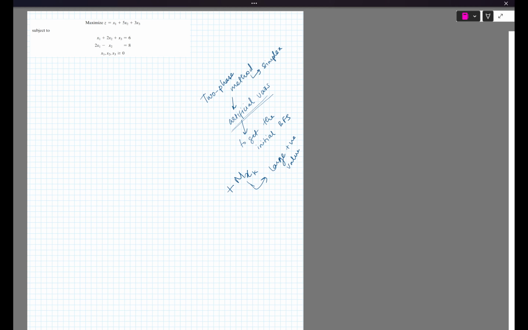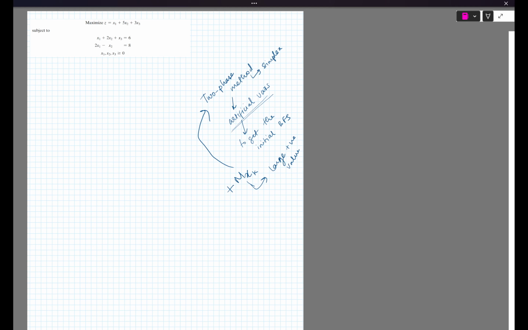Okay, this was the big M method, and because here we have to make some choice of M, and we may not know that our choice of M is correct or not, an alternative to that is the two-phase method, where we don't really need to choose this value of M.